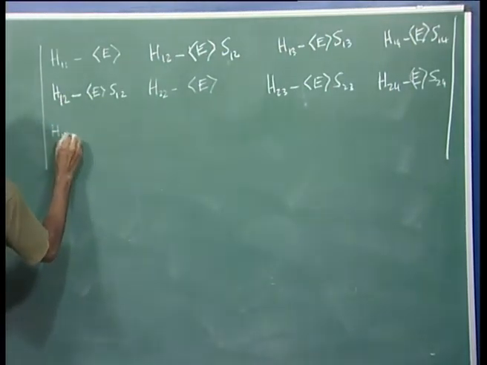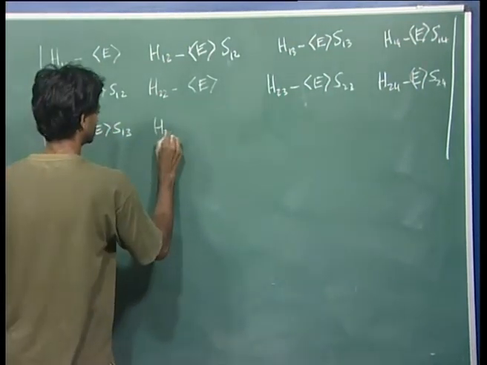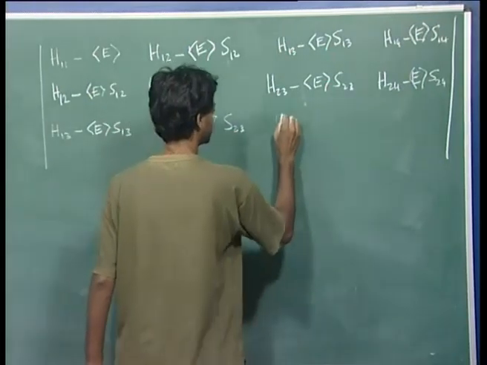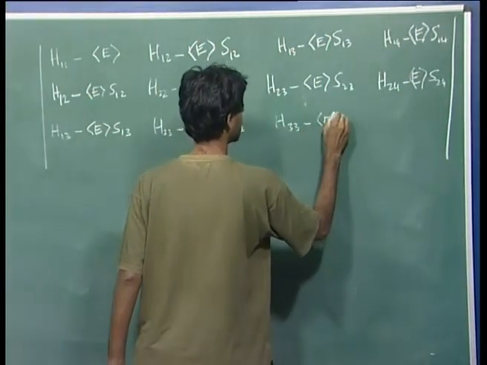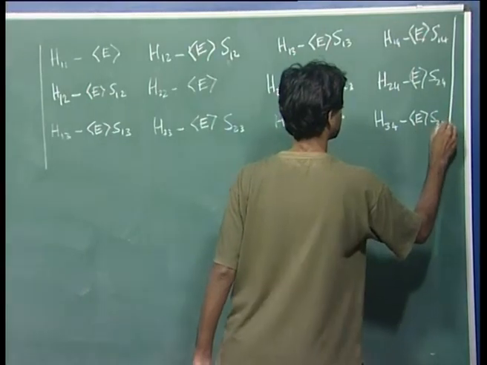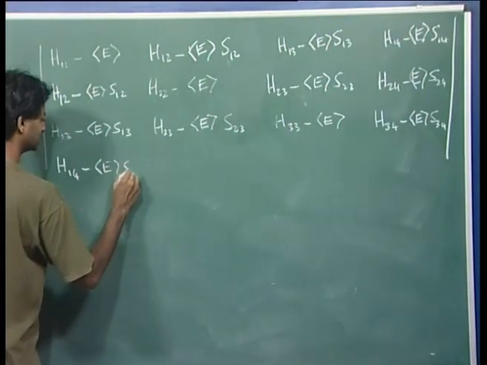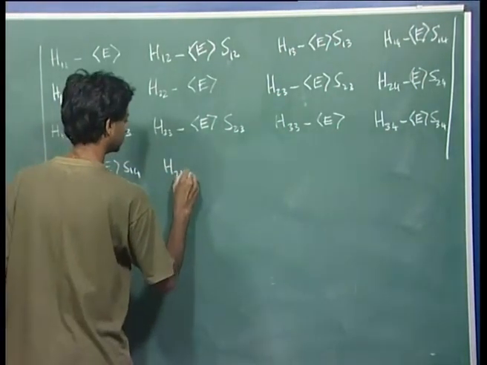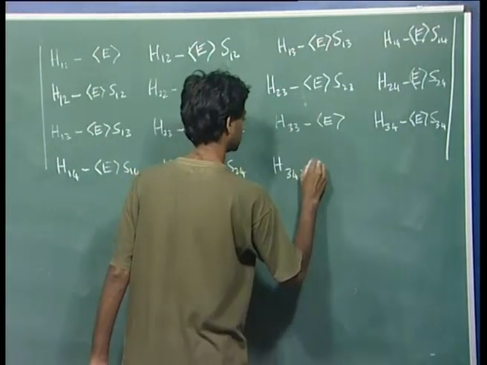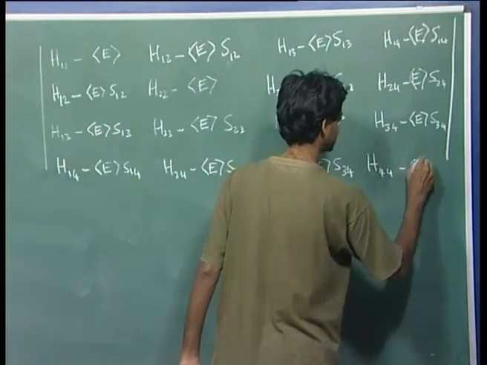And this is H13 minus E S13, H23 minus E S23, H33 minus E, H34 minus E S34, and this will be H14 minus E S14, H24 minus E S24, H34 minus E S34, and finally H44 minus E.